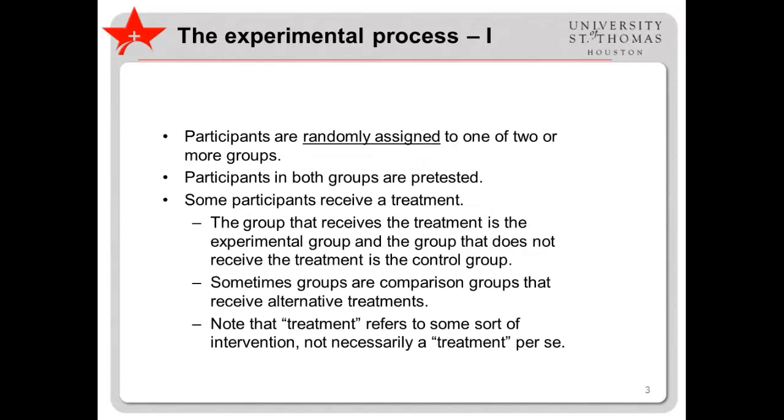There are a few variations on the experimental design. In the first variation, participants are randomly assigned to one of two or more groups. Participants in both groups are then pre-tested. Next, some participants receive a treatment. Typically, the group that receives treatment is the experimental group, and the group that does not receive the treatment is called the control group. However, sometimes groups are comparison groups that receive alternative treatments. And note that treatment refers to some sort of intervention, not necessarily a treatment per se.